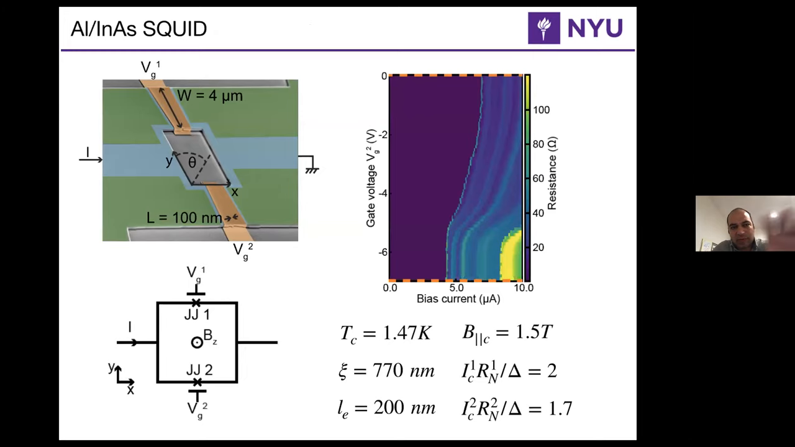They are both gated separately, so I can deplete one junction and only look at the other, or measure the relative phase between them. The critical field, I'm giving the numbers here, is 1.5 Tesla. The mean free path is around 200 nanometer. The critical field is enhanced because these are very thin aluminum, and the ICRNs are reasonable. It's just on a good wafer.